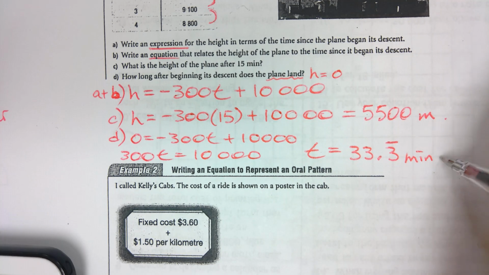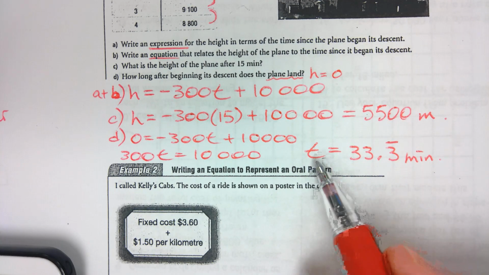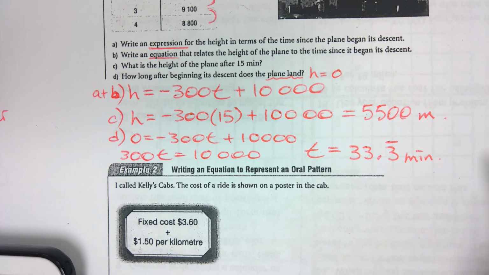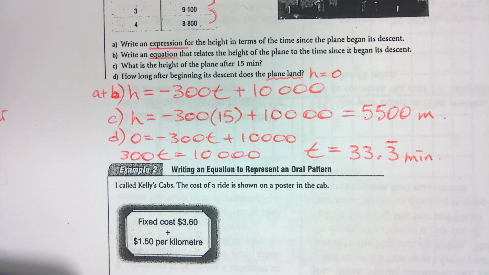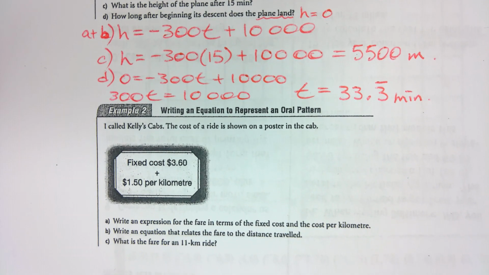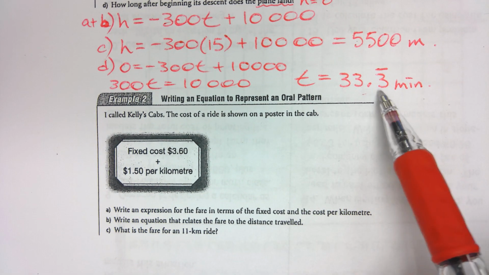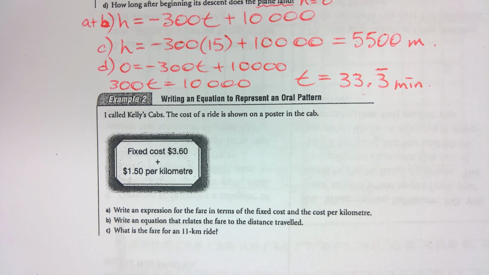So when you use actual meaningful variables and not just x and y, it does help you remember the units as well. It's like a little hint. Good. Okay? I had lots of people write me T equals 33.3 meters. And then, of course, have a mark off.